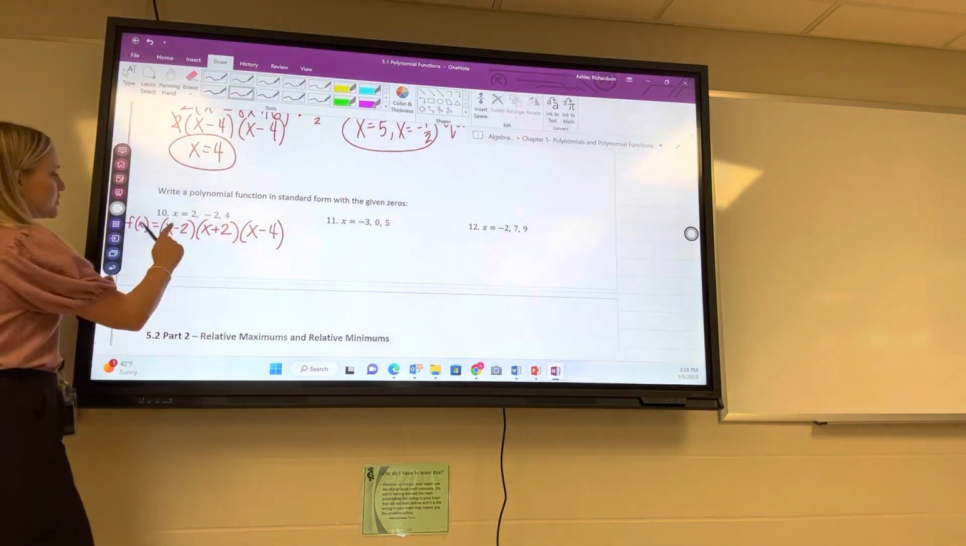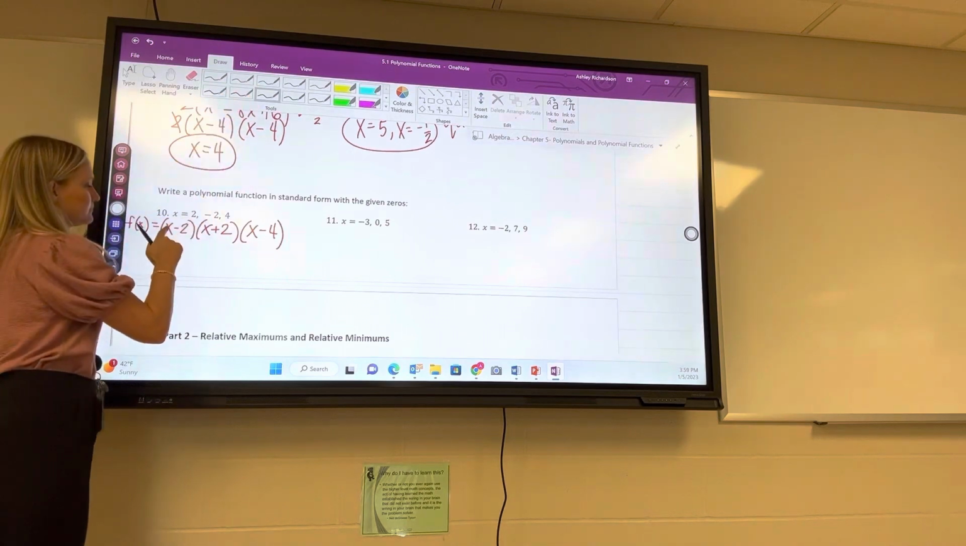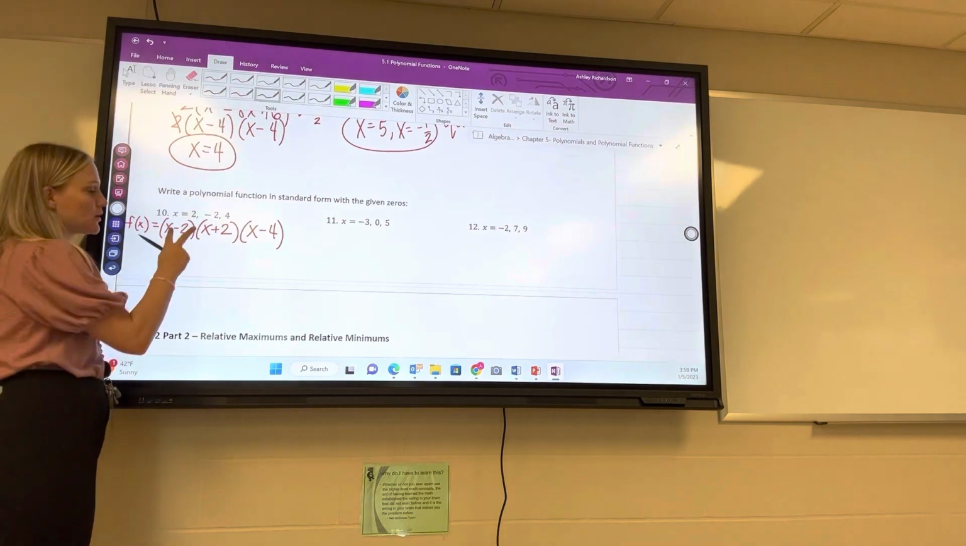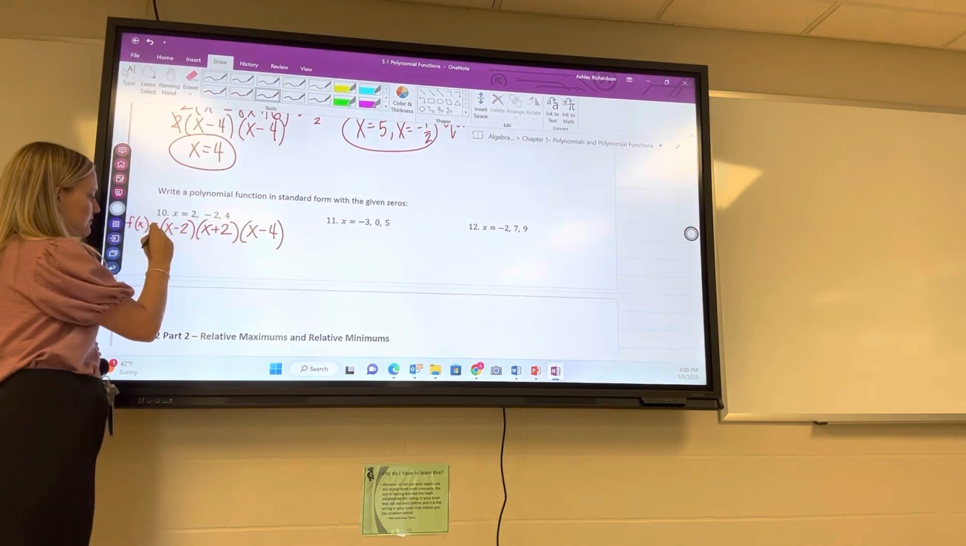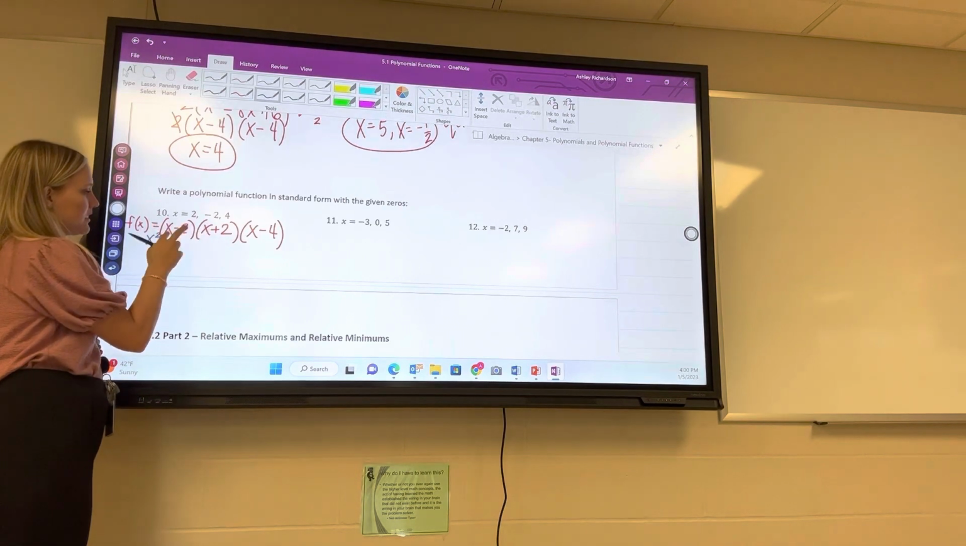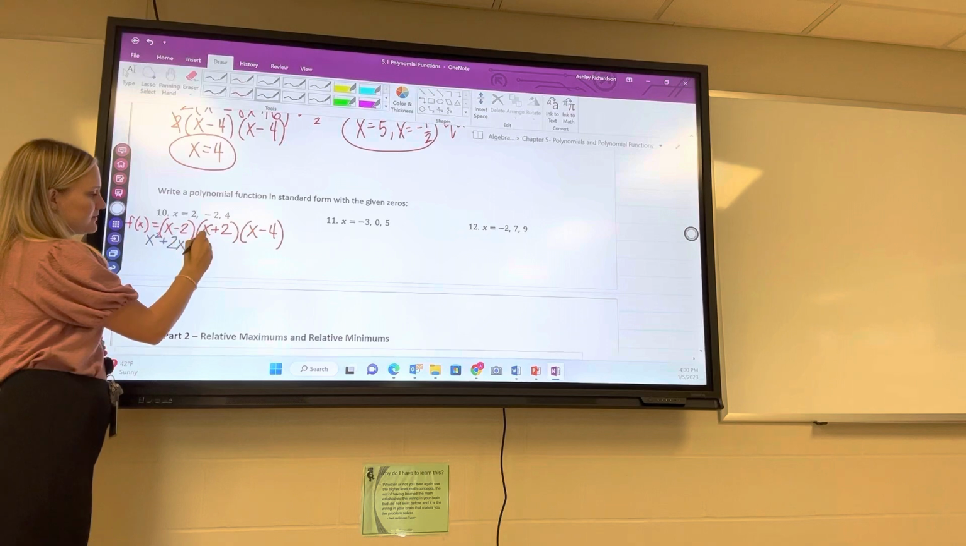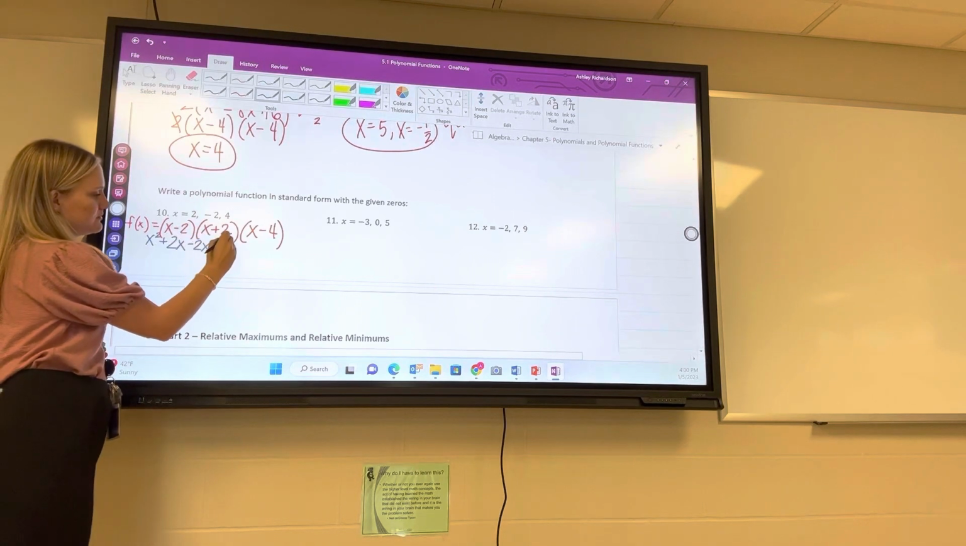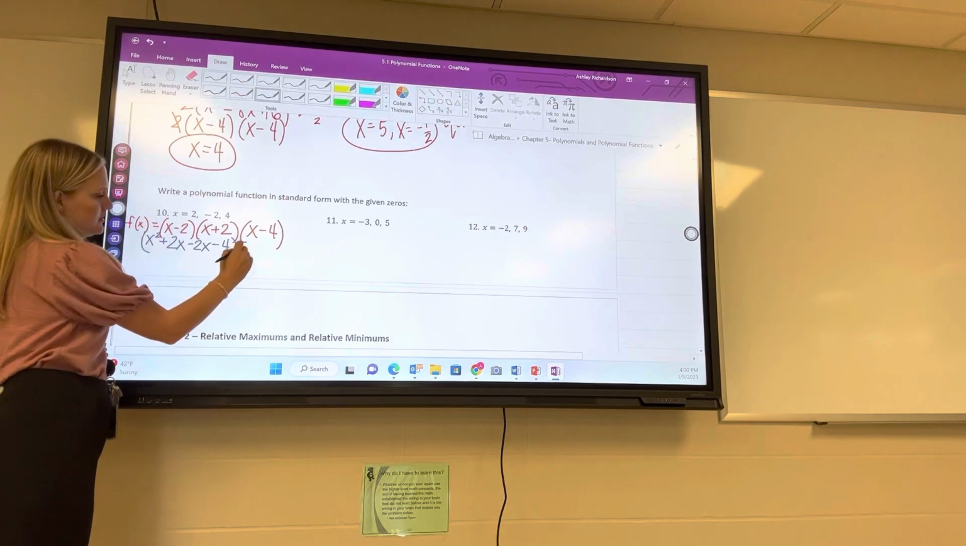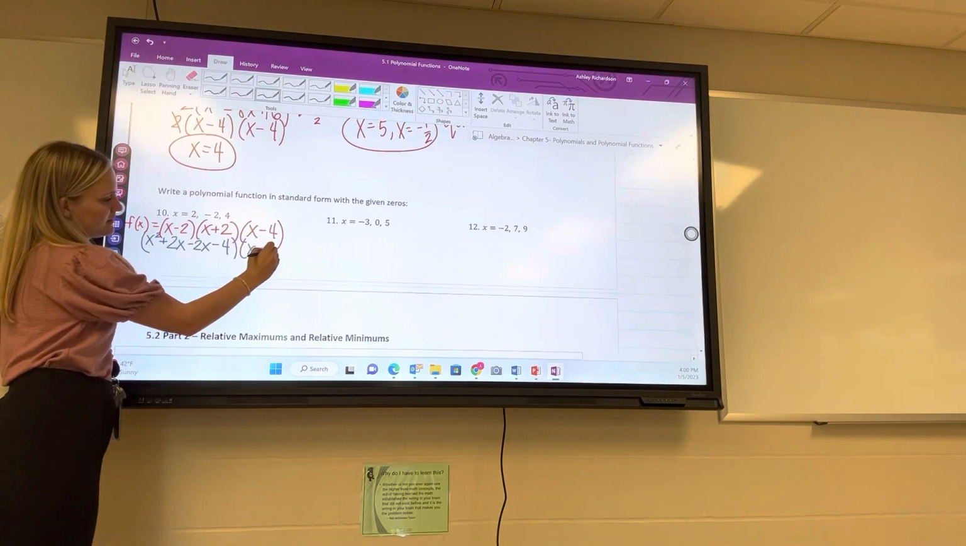So x minus 2 times x plus 2, we would FOIL this. First, x times x is x squared. Outside, 2 times x is 2x. Inside, negative 2 times x is minus 2x. Last, 2 times negative 2 is minus 4. And then I would have to take that times x minus 4.